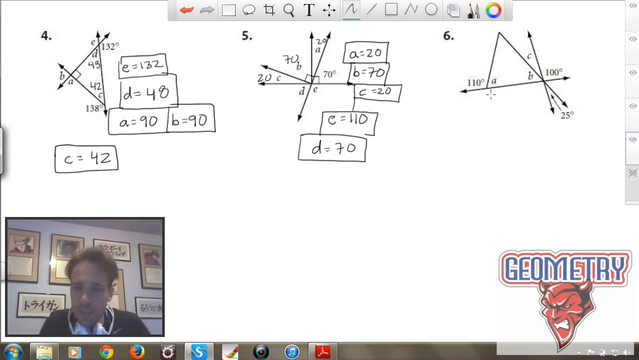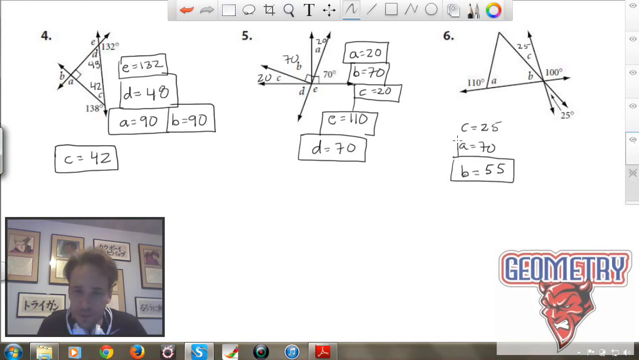And the last one, number 6. So let's see what we got here. We got a 25-degree angle in here, which is vertical to C. So we know right off the bat C is 25 degrees. A is the supplement of 110, which is 70 degrees. These three angles added together are going to be 180. So 100 plus 25 is 125, plus B needs to bring us to 180. So 180 minus 125 is 55 degrees.